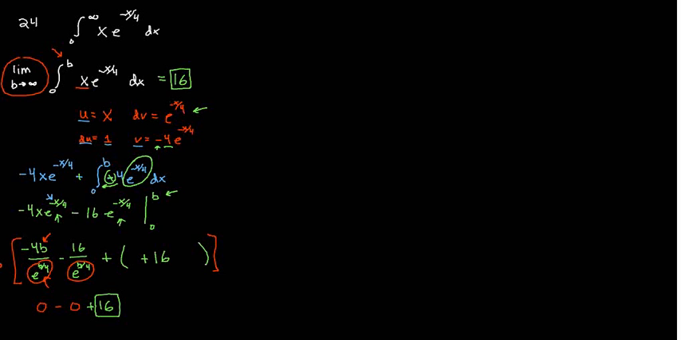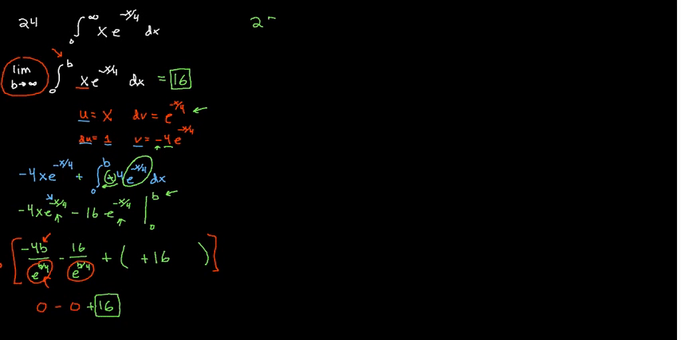Alright, let's take a look at 25. It's similar, but it takes a couple extra steps, sadly, so I've got to go quick. You may need to pause the video a few times to catch up. So we're doing the integral from 0 to infinity of x squared e to the negative x dx. Alright, a little complicated. It looks so much similar to 24, but it's x squared.